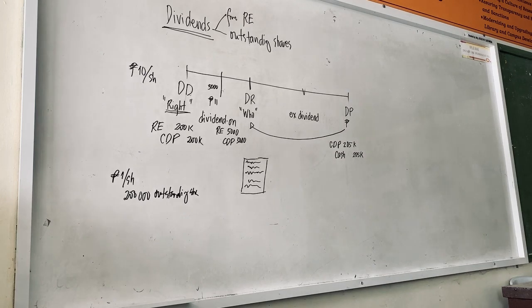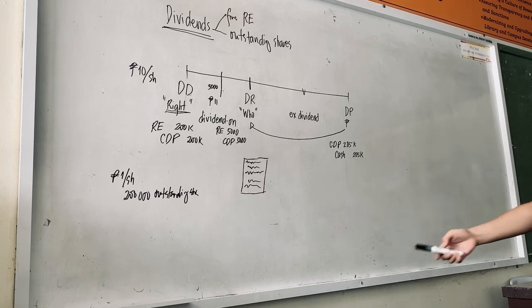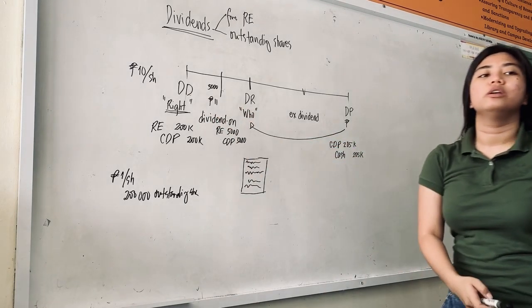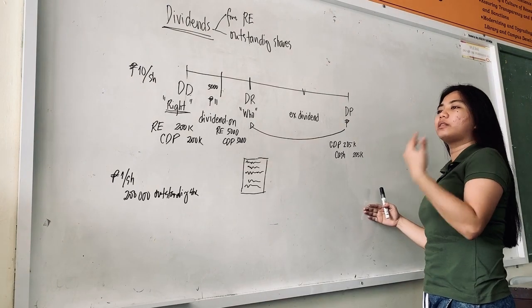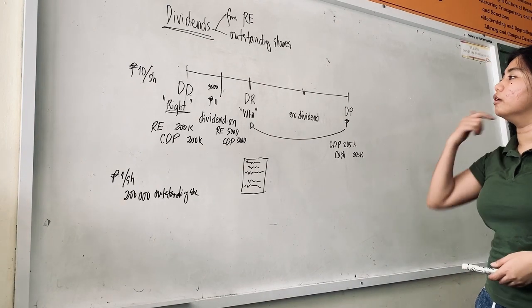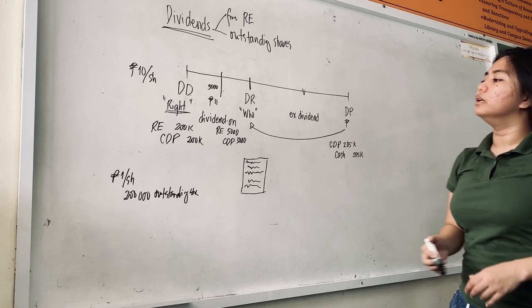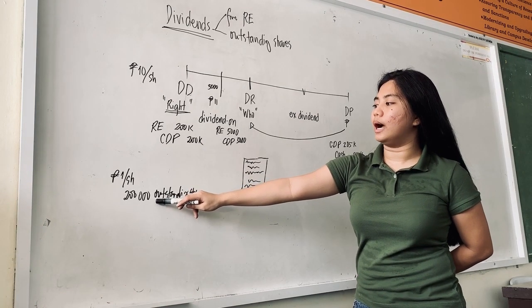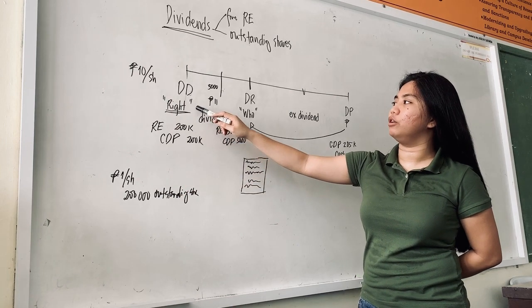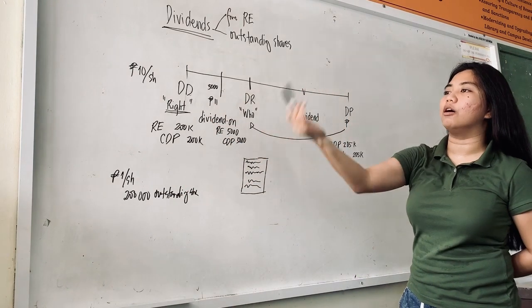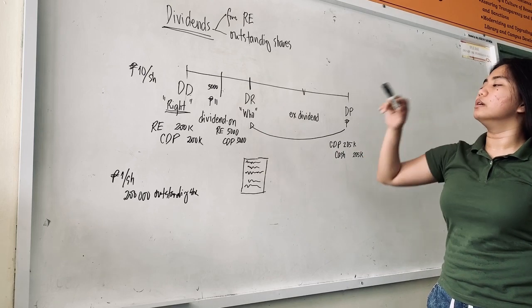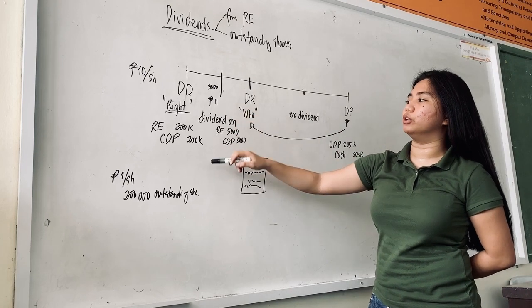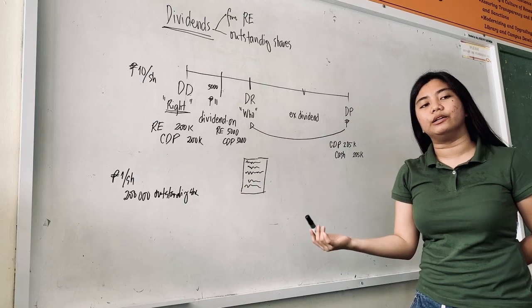Paano naman kung ganito? Let us say, you are an outstanding shareholder as of the date of declaration. Pero kailangan mong ibenta yung share mo because you need money. So you needed money. What you did, tinransfer mo yung share mo, binenta mo sa ibang tao. So, secondary offering na yun. So, alam natin yan, no?